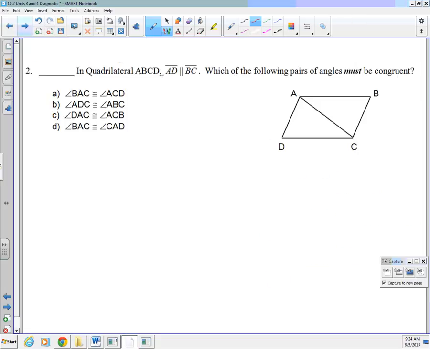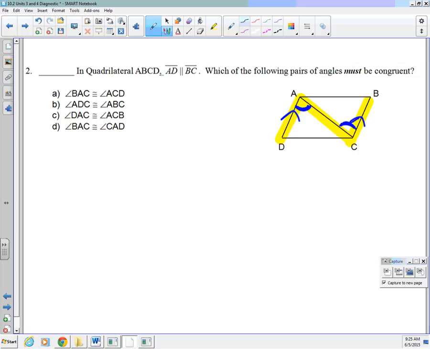Okay. Number 2, in quadrilateral ABCD, AD is parallel to BC. Which of the following pairs of angles must be congruent? We have to be very careful when we do this. We're looking for alternate interior angles of the parallel line. That's why I highlighted them. You have the N or the Z shape. The alternate interior angles are in the elbows of the Z. In other words, both segments have to be highlighted.